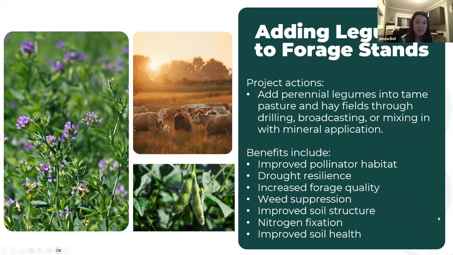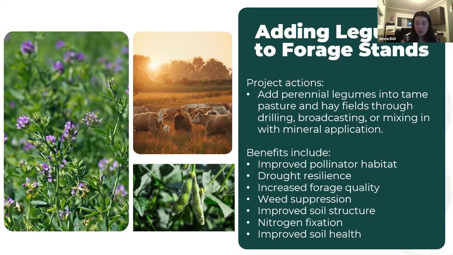And the next one, still under pasture management, is adding legumes to forage stands. And that's a pretty straightforward one. It is exactly what it sounds like. You're just seeding in perennial legumes into an existing pasture or hay field. RALP doesn't really care how you do it, but they give examples of drilling seed in, broadcasting, or even mixing it in with the mineral.